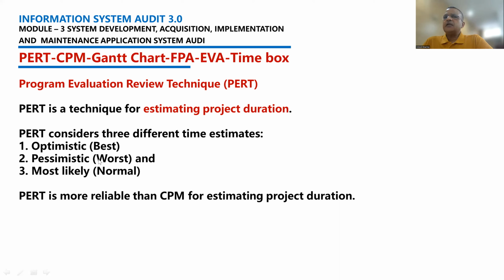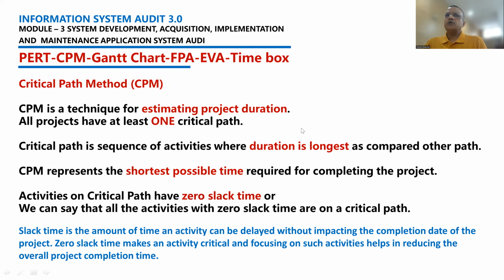Second is pessimistic, that is the worst likely: if everything goes wrong, how much time an activity is likely to take. The third one is most likely, that is the normal: when everything is going normally for the project, how much duration this activity is going to take. Based on these 3 estimates, the project duration is calculated using the PERT technique. PERT is more reliable than the critical path method for estimating project duration. Keep that in mind: if in the options you have PERT as well as CPM, select PERT.